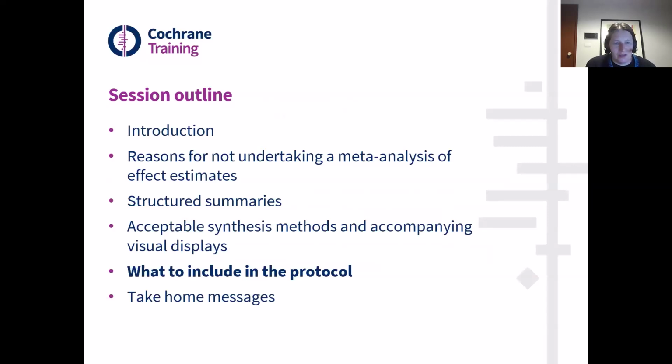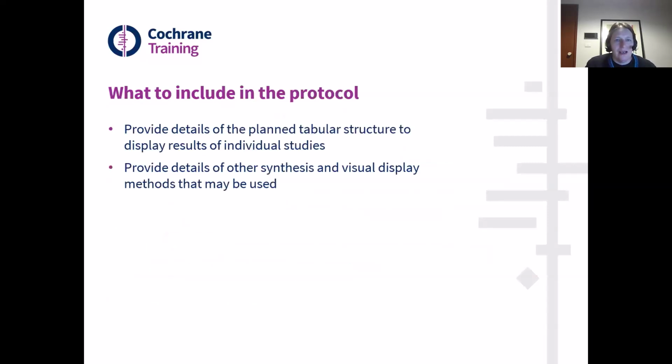Okay, so what to include in the protocol? Provide details of the planned tabular structure for displaying results of individual studies. Provide details of other synthesis and visual display methods that might be used. This is a little bit hard when you're writing a protocol for a review, to think about all the scenarios and what you need to pre-specify if things don't work out the way you planned.